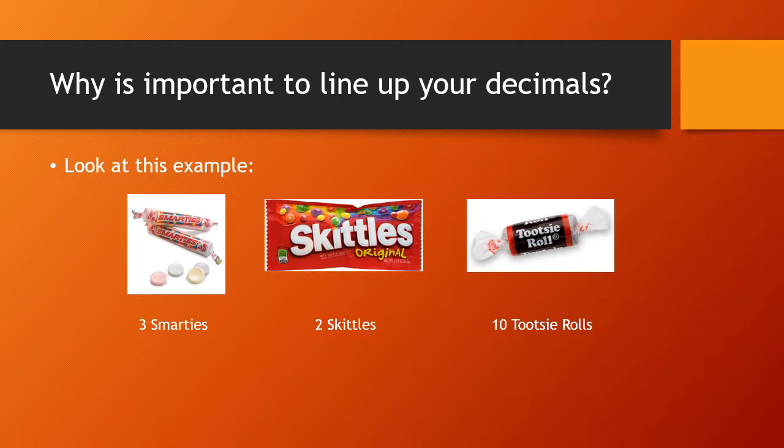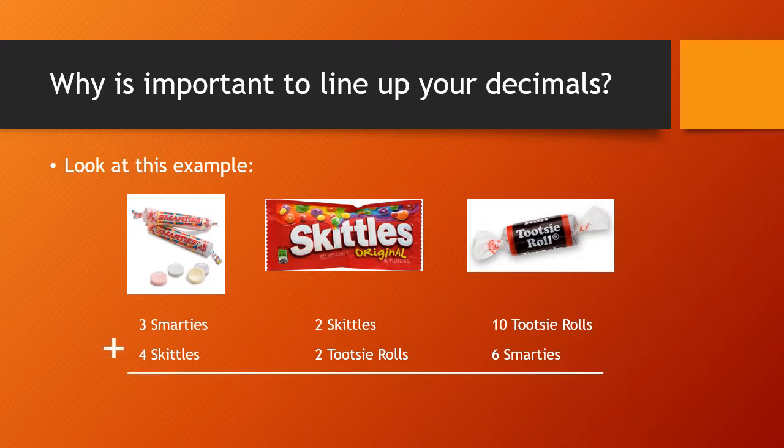Okay? Then I give your neighbor 4 Skittles, 2 Tootsie Rolls, and 6 Smarties, and you line those up on the desk right in the same order that I gave them to you. And then I ask you to add those groups together the way that they're lined up. Can you get an answer?